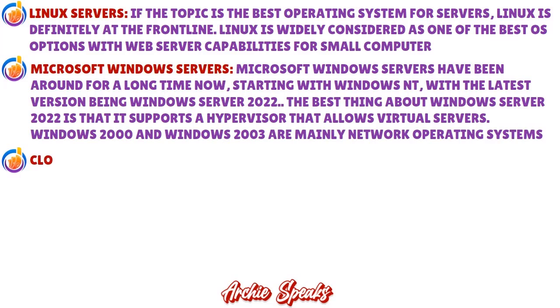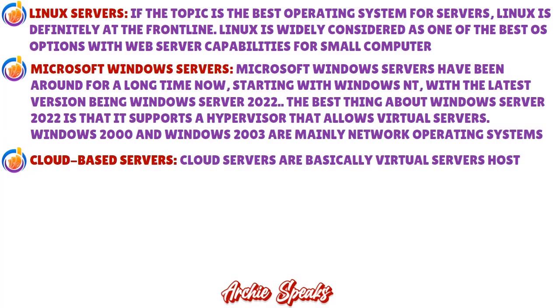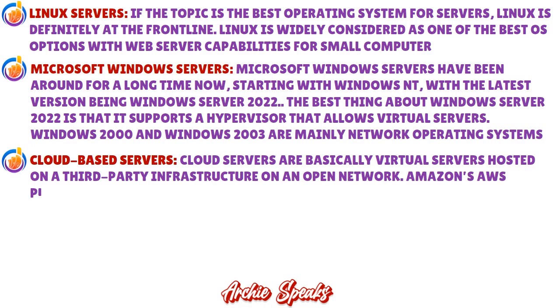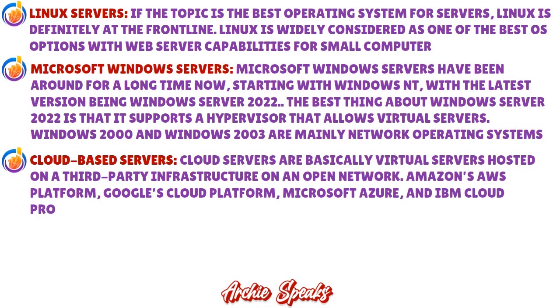You also have cloud-based servers. If you're looking for the best server operating system, think about cloud-based servers, especially if you are an organization with multiple data requirements. Cloud servers are basically virtual servers hosted on third-party infrastructure on an open network. Amazon's AWS platform, Google's Cloud Platform, Microsoft Azure, and the IBM Cloud actually provide cloud servers.